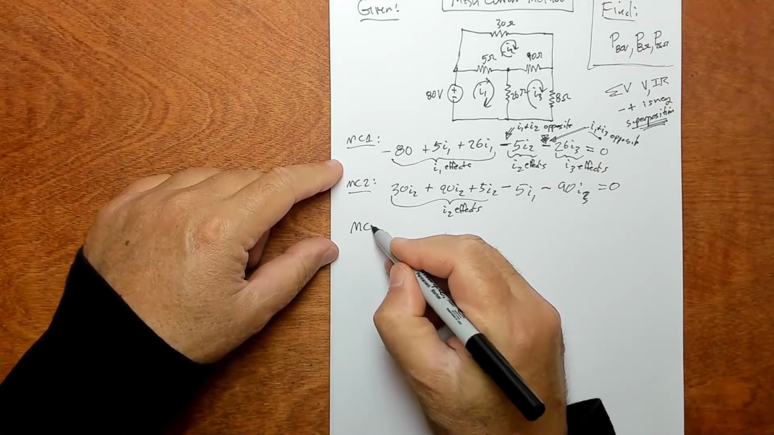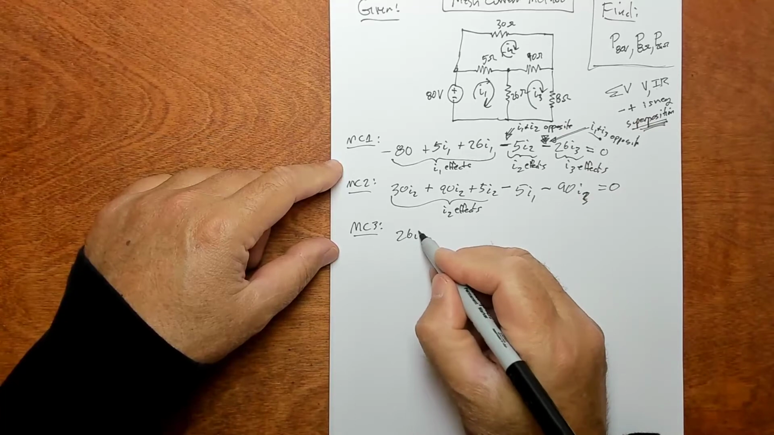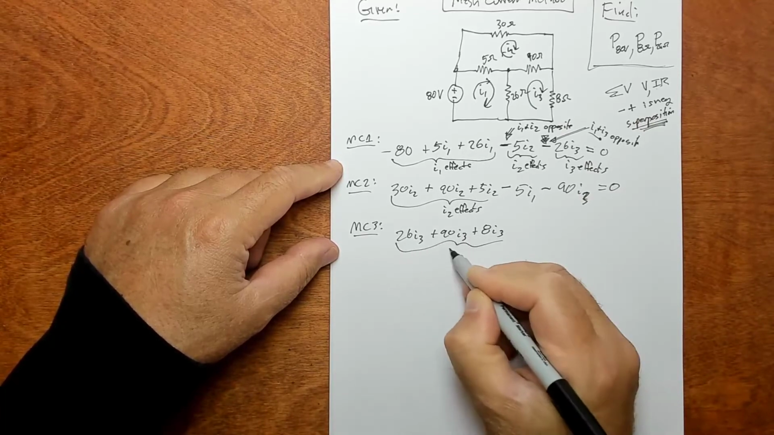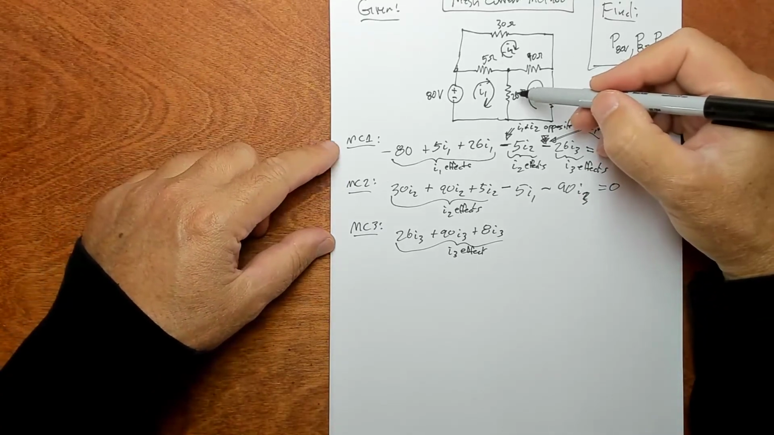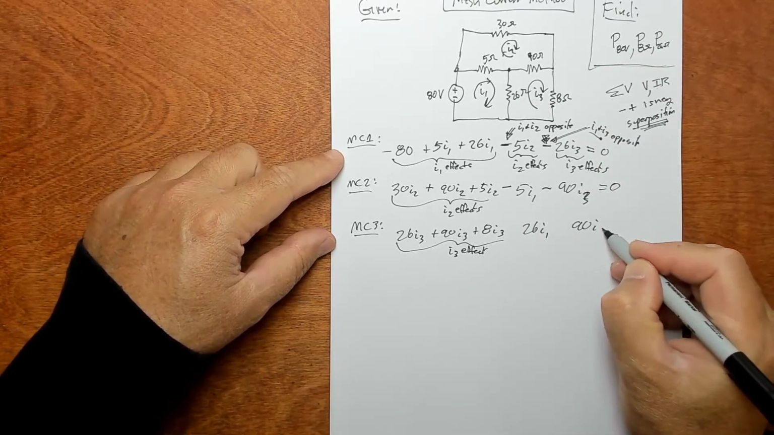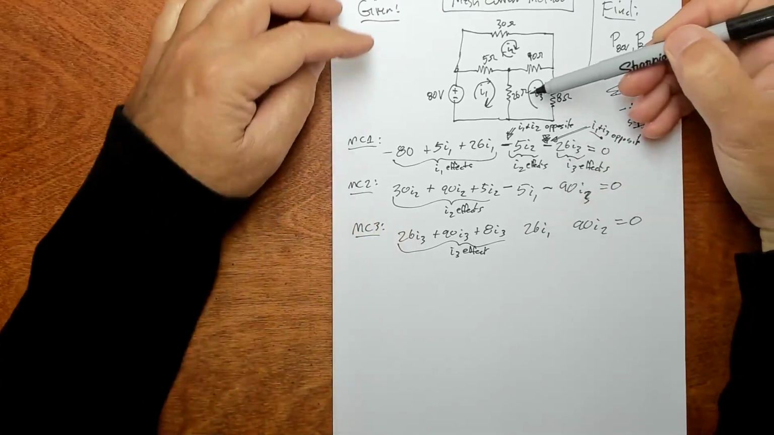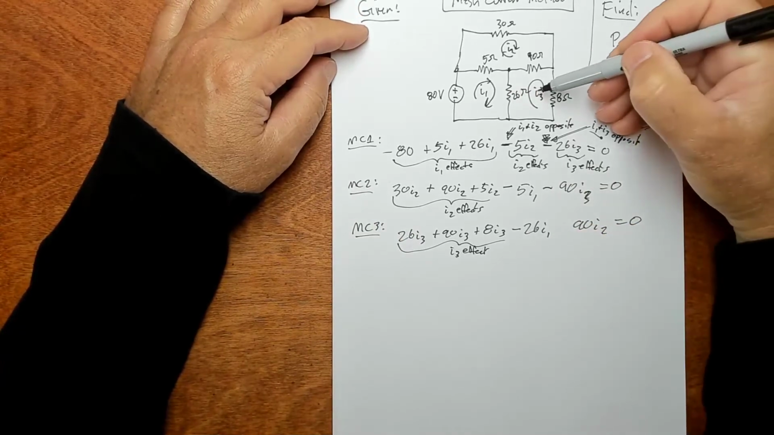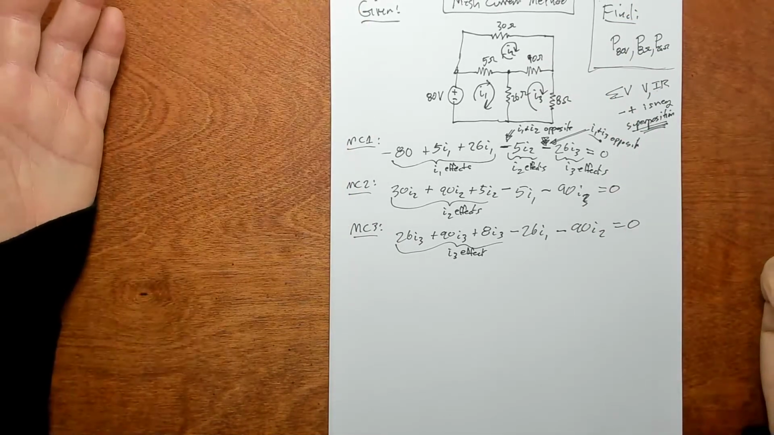One more time, mesh current number 3. You go around the main loop, you get 26 I3 plus 90 I3 plus 8 I3. So these are the I3 effects. And then by superposition, you look at the shared elements. We have a 26 I1 shared element, and we have a 90 I2 shared element. Those sum to zero. Then we just figure out the signs. So once again, I1 and I3 are in opposite directions, so it's negative. And I3 and I2 are opposite directions, so it's negative. So those are the equations.